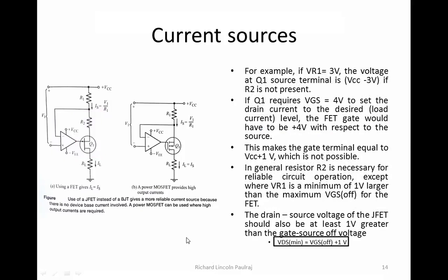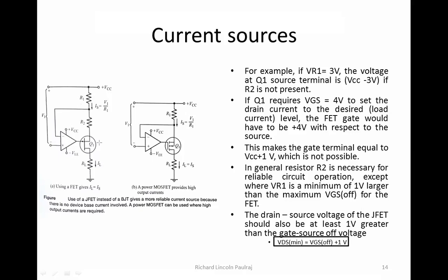So now what we will do is, we will give these voltages and understand how it is functioning. As an example, we are taking VR1 equal to 3 volts. What is this VR1? The voltage across the resistor R1 is about 3 volts. So the voltage at the Q1 source terminal is VCC minus 3 volts. VCC, let's say we are taking about 12 volts, so 12 minus 3. Why is that 3? Because I have 3 volts potential given here.